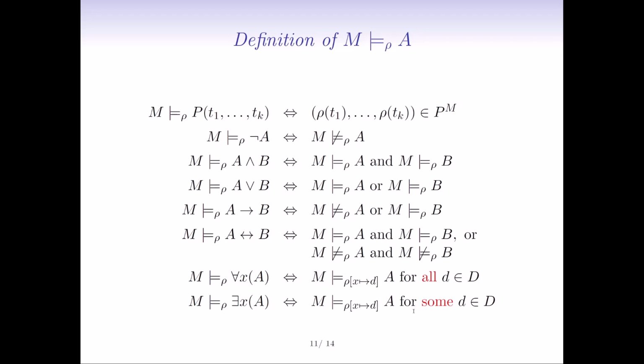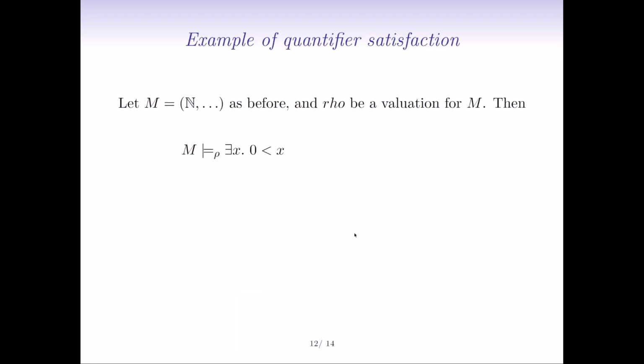Let's see how this plays out in a concrete example. So I'll take the same structure as before, with domain natural numbers. So this is my structure for Peano arithmetic. I've been a bit lazy and haven't written it down. And this rho, that's a LaTeX error there. I will correct that for the online version. But this rho is a valuation for the structure.